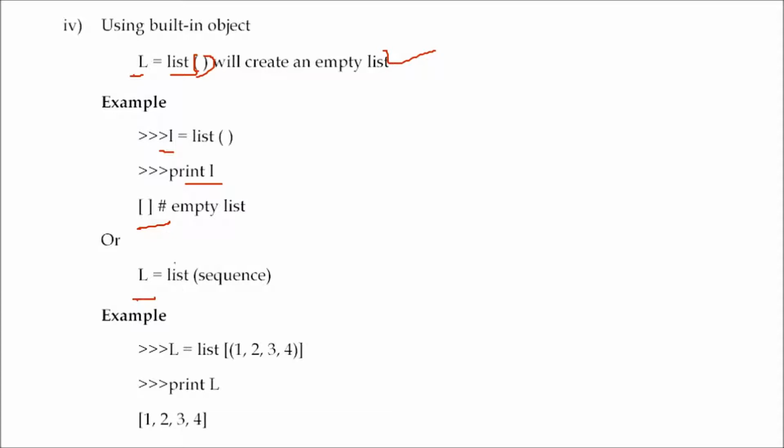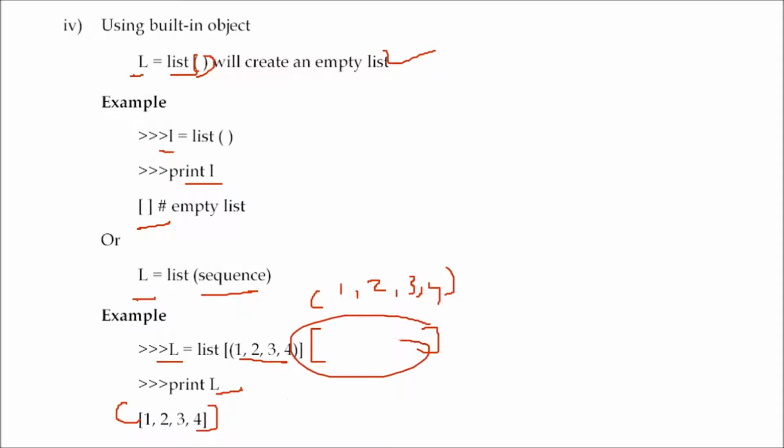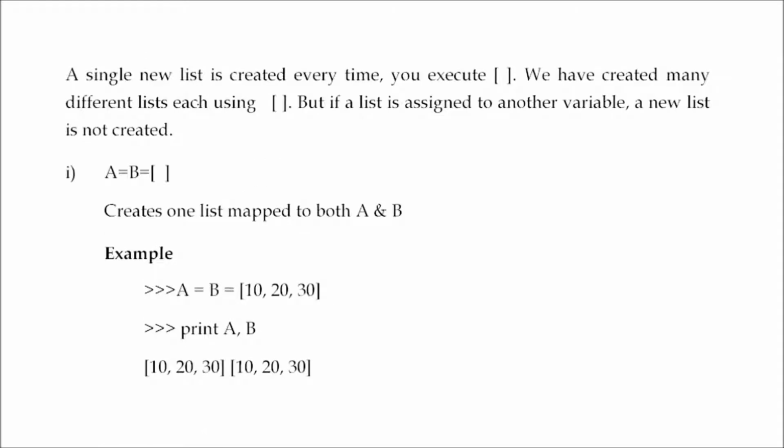But if you do L equal to list of a sequence, if you give some sequence, for example, L equal to list, you give some sequence 1, 2, 3, 4. If you print these, there will be a list. So you have given a sequence, you form the list. This is how you use the built-in object also.